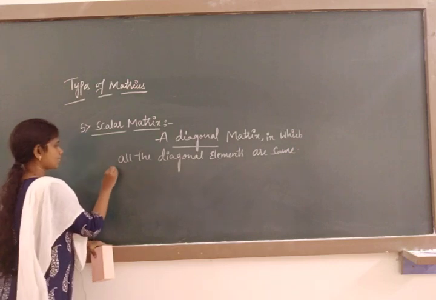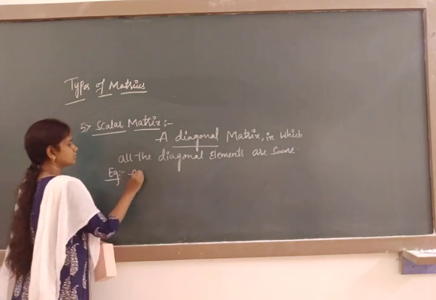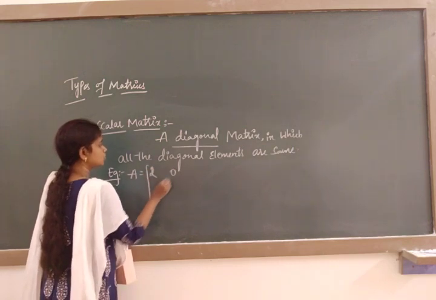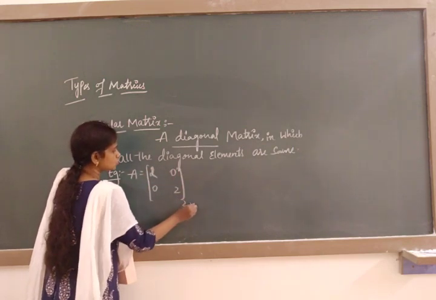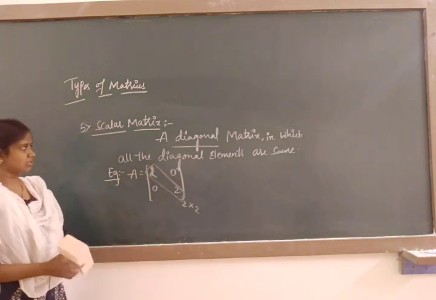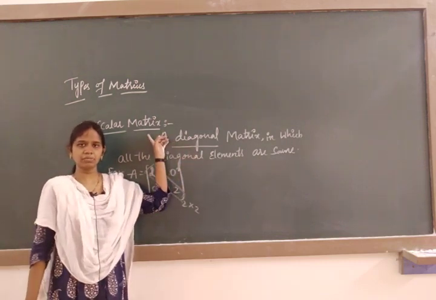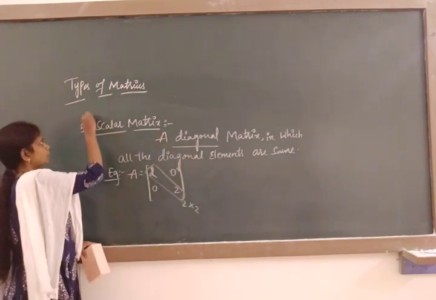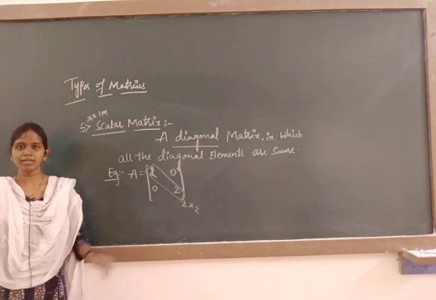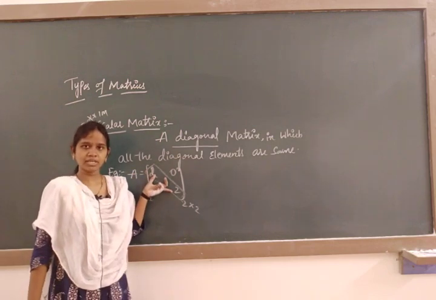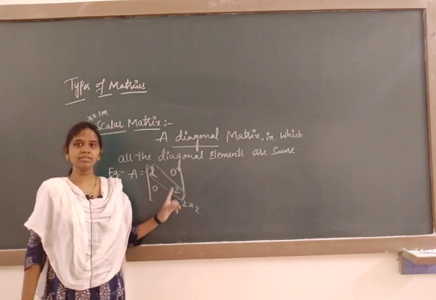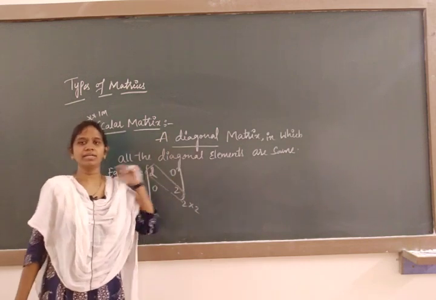Example, A is equal to [2, 0; 0, 2]. Order is 2 cross 2. So this is anyhow a diagonal matrix, but when the diagonal elements are the same, then such a matrix is said to be a scalar matrix. I'll put again here important, 1 mark again. Okay, concept clear? When the diagonal elements are the same numbers, you can take 1, 1, 1, or 2, 2, 2, or 3, 3, 3. When you are taking 1, 1, 1, then such a matrix will be treated as an identity matrix.